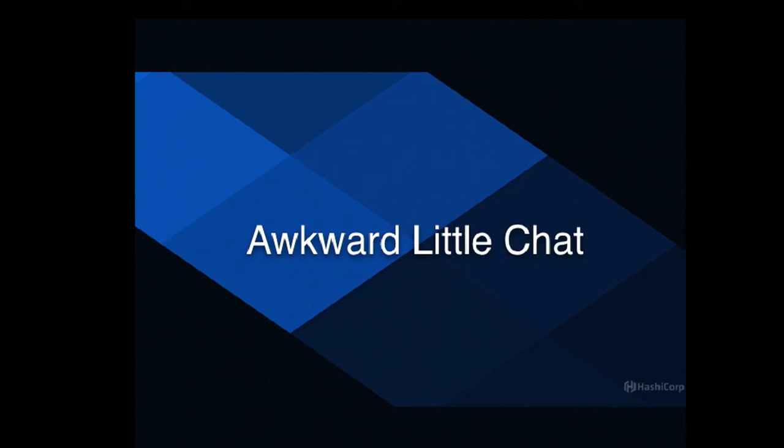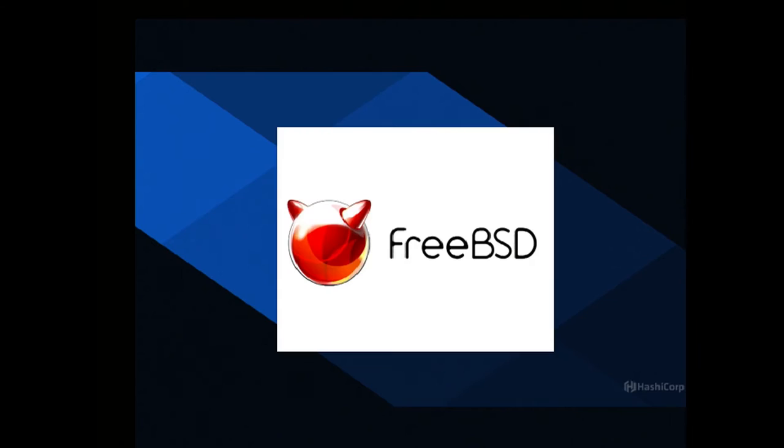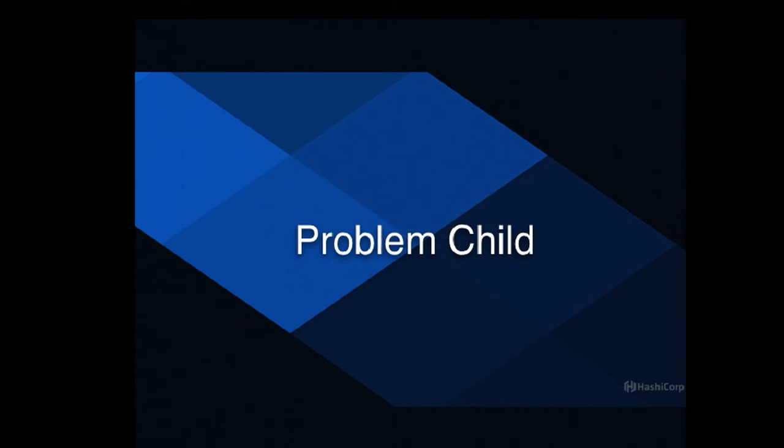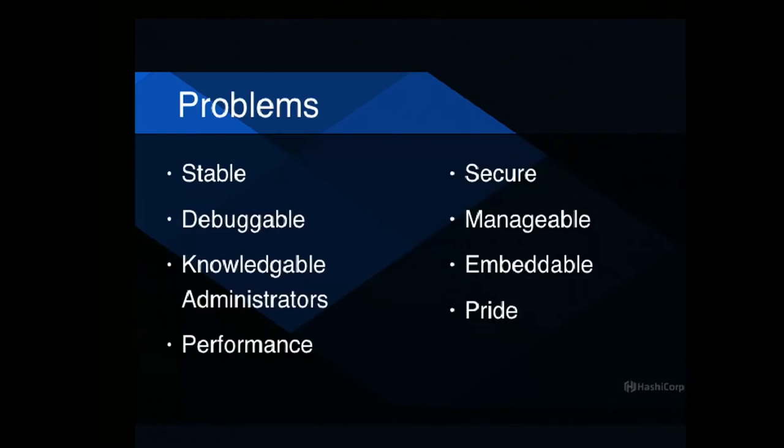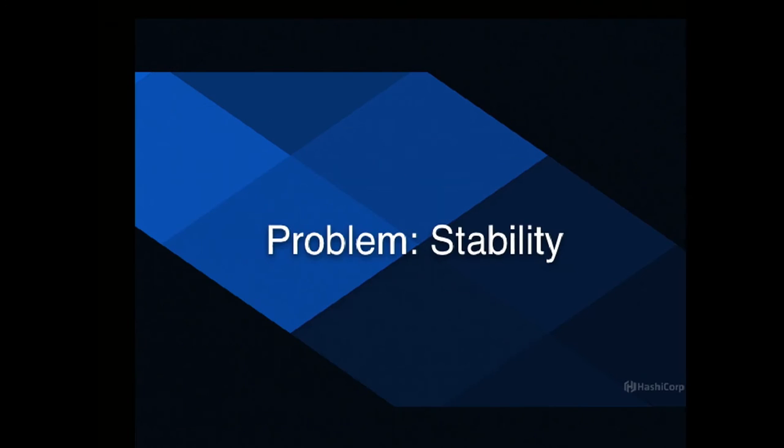So I'm going to have a little bit of what I'm going to call an awkward chat about FreeBSD, because it's a little bit of a problem child in the open source world, in the sense that its adoption has really lagged behind. And there's some interesting problems that have led to this. Most notably, it's stable, it's debuggable, there are lots of knowledgeable administrators. It performs very well, secure, manageable, embeddable, pride, right? And the last one is the interesting one, pride, actually. So what do I mean by that, and why are these problems?